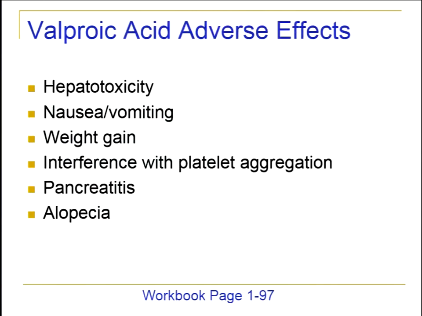So for valproic acid, just to review some of the highlight adverse effects, hepatotoxicity is rare but can happen. Nausea and vomiting, pretty common, and one of the reasons it's Depakote, right, because it's coated to help prevent that. Weight gain can happen pretty commonly. Interference with platelet aggregation can happen. Pancreatitis can happen, although it's rare, and alopecia can happen.